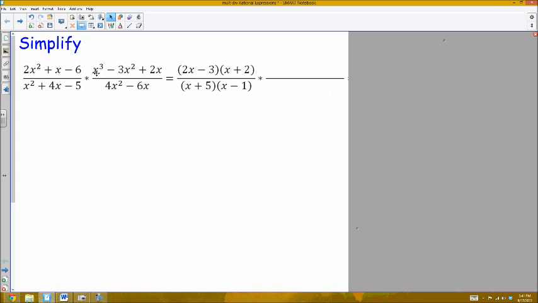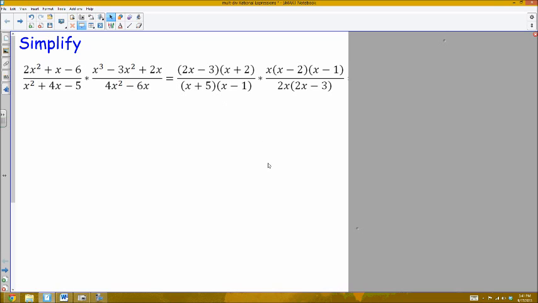For the numerator of the second one, notice that there is a GCF present of x, so I'd first factor that out and then see if I can continue factoring. It will fully factor to this. And in the bottom, there's a greatest common factor of 2x. So I'll factor that out, and the term I'm left with is prime.